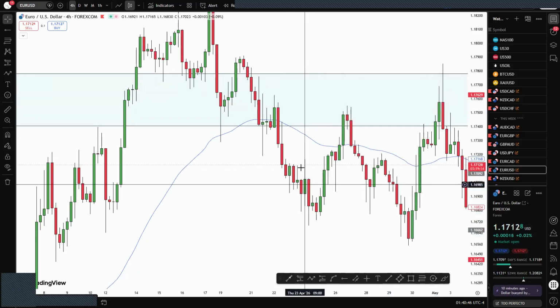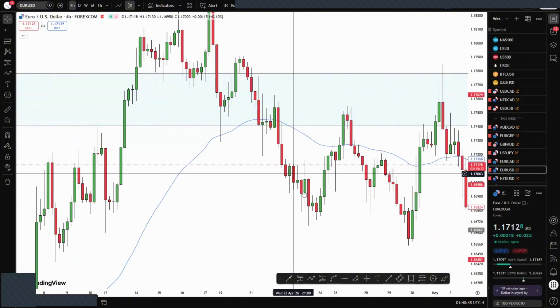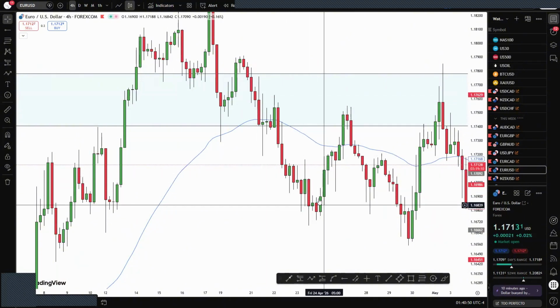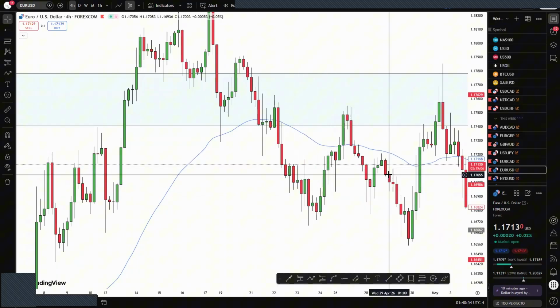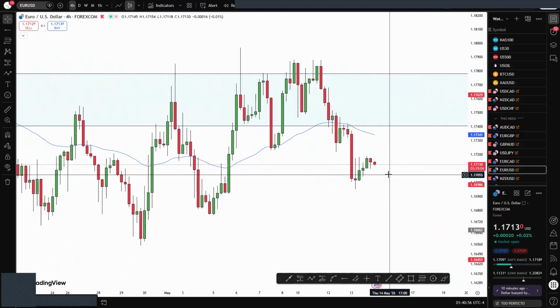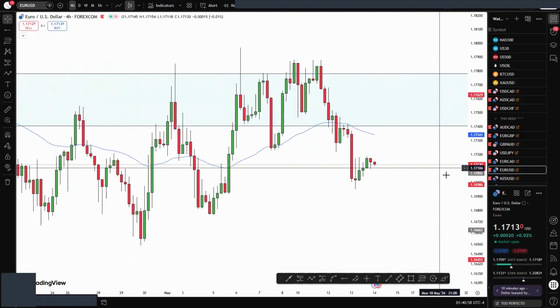I was just spectating, imagining if the 4 hour was bearish, but I knew there was this shift. And for now, that's it. I'll update you guys later.